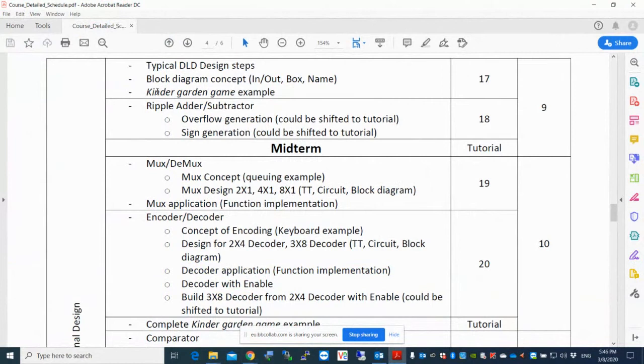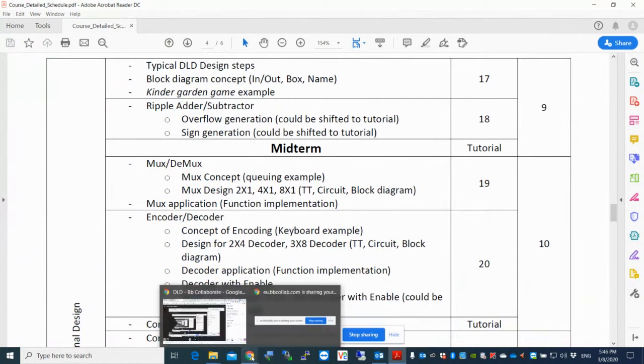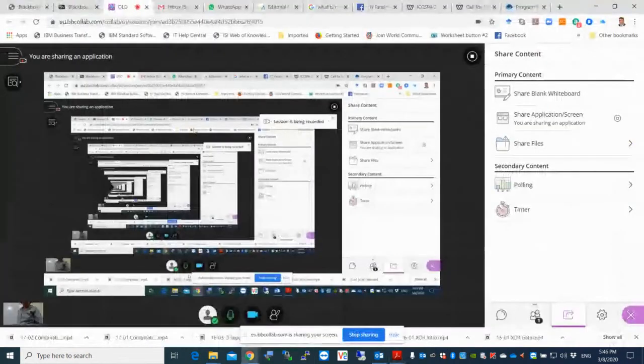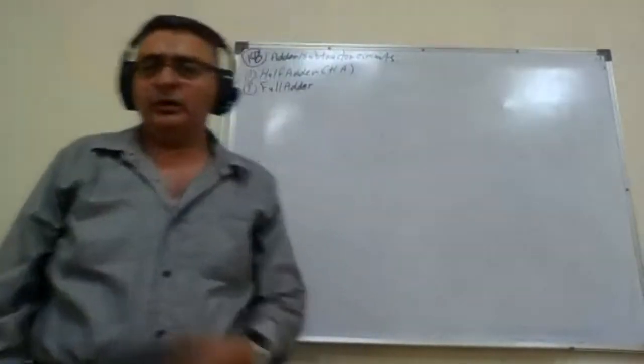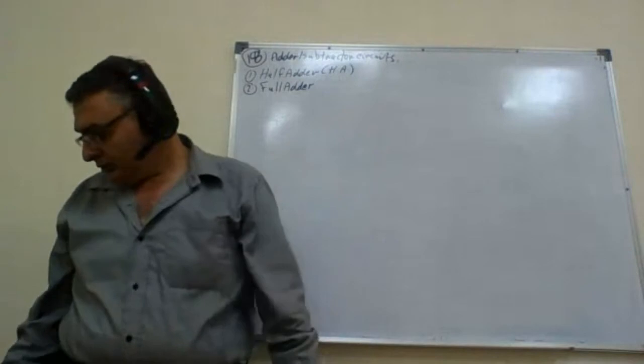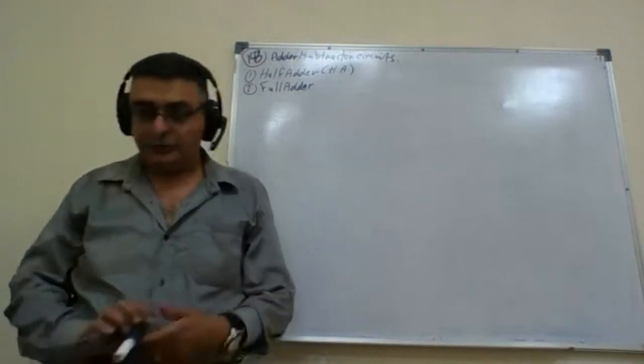This is actually lecture number 18 for the adder subtractor circuits. There are many designs for the adder subtractors, and there are many circuits that we have to learn for adder subtractors. So in this lecture, we will cover more than one circuit. We will cover a set of circuits.